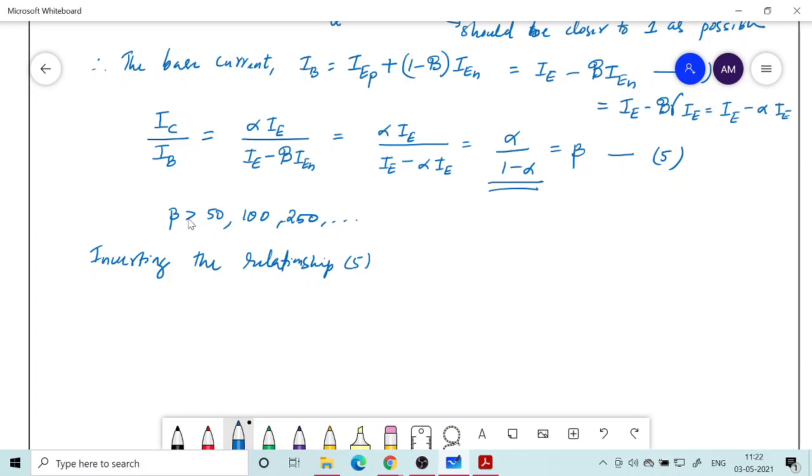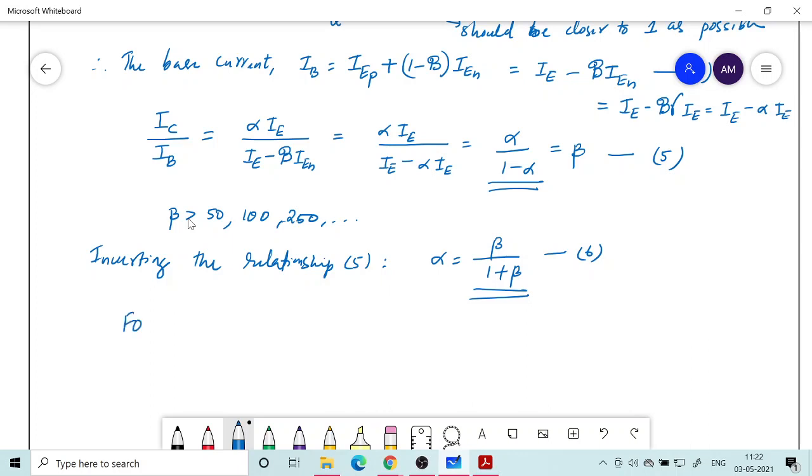The relationship 5, we have alpha is equal to beta by 1 plus beta. Okay, so that's trivial. You take this equation, beta equal to alpha by 1 minus alpha, you cross multiply and rearrange, you will get this. So you see that if beta is very, very large, say 100, it will be 100 by 101, which is very, very close to 1, like 0.99 or something like that.